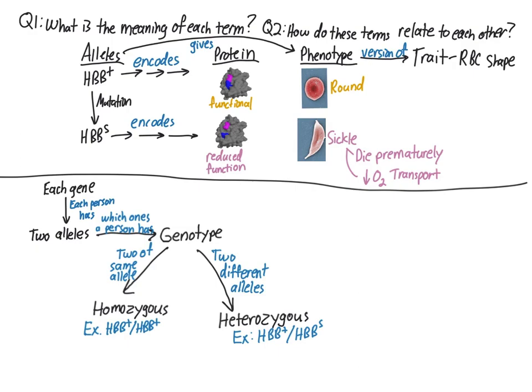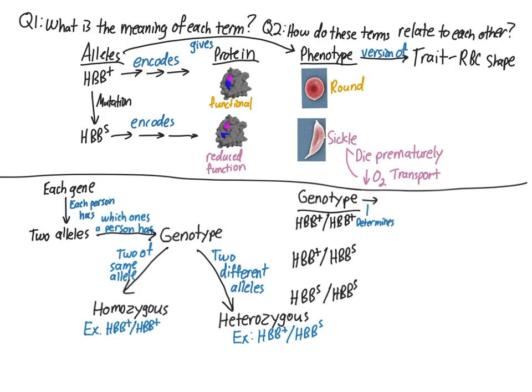Here, since we're considering only two alleles of a gene, that means there are three possible genotypes: HBB plus HBB plus, HBB plus HBBS, and HBBS HBBS. The genotype determines the phenotype. Here, the HBB plus HBB plus genotype gives all normal red blood cells, which is normal.